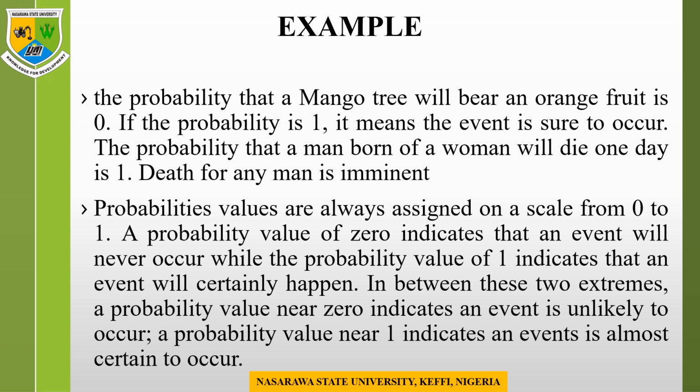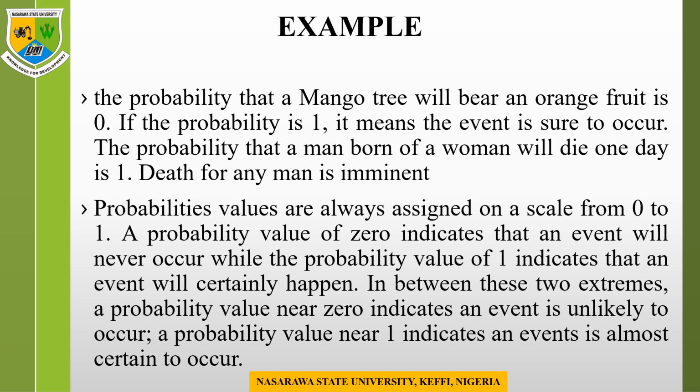And if the probability is 1, it means that the event is sure to occur. The probability that a man born of a woman will die one day is 1. This means that the probability that we will all die one day is 1. Even if you live 100 years, 200 years, one day you will die. That particular probability is certain and is 1.